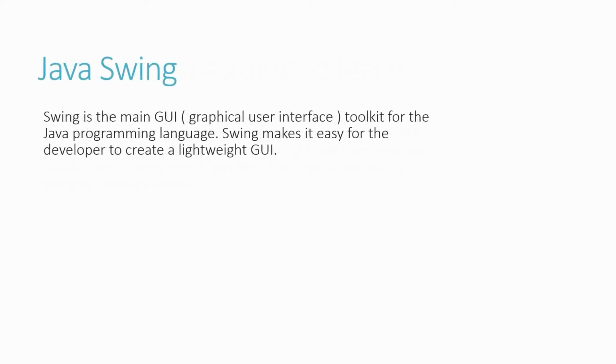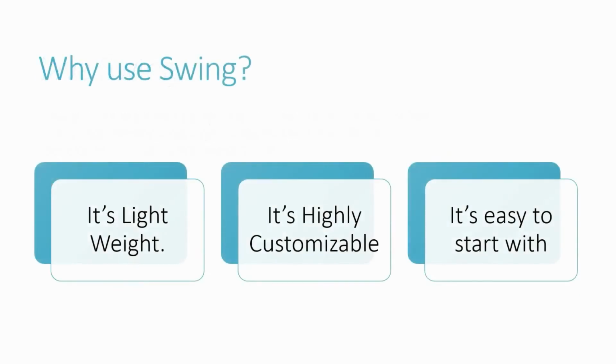So, what is Java Swing? Java Swing is probably the most popular graphical user interface toolkit for Java. Java has a lot of other graphical user interface toolkits, but Java Swing, as I said, is the most popular, and we are going to use it because it's lightweight, it's highly customizable, so we can do a lot of things with it, as you are going to see, and it's very easy to begin with.